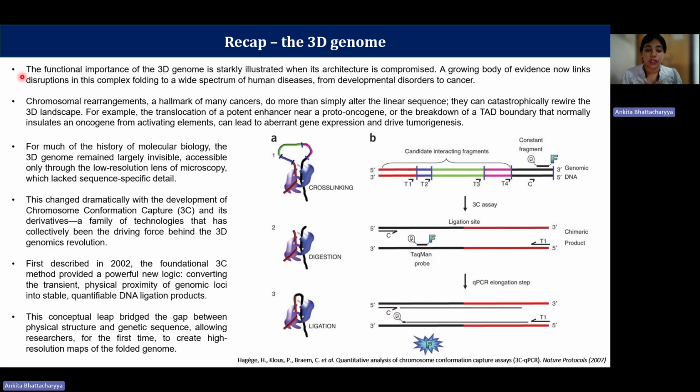For example, the translocation of a potent enhancer near a proto-oncogene, or the breakdown of a TAD boundary that normally insulates an oncogene from the activating elements, can sometimes lead to aberrant gene expression and can drive tumorigenesis. So what do we mean by that? We mean that these boundaries, the TAD boundaries that I was talking about, can insulate some activating elements.